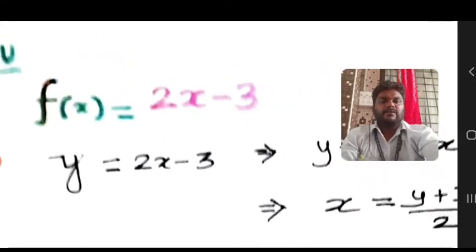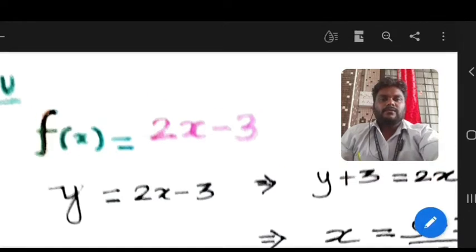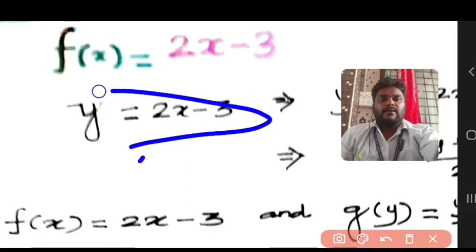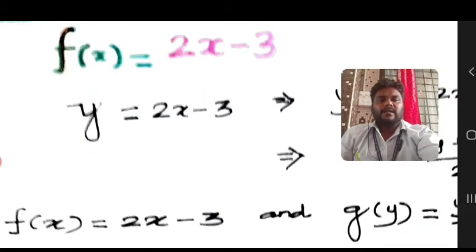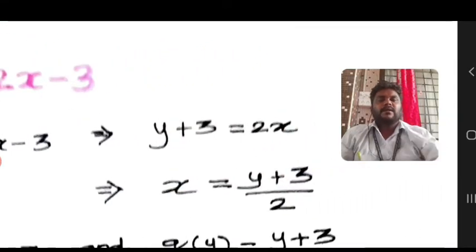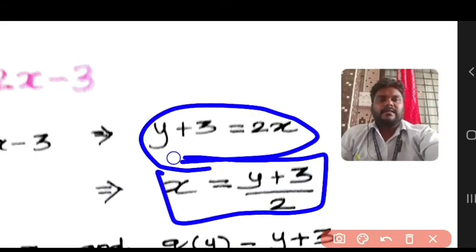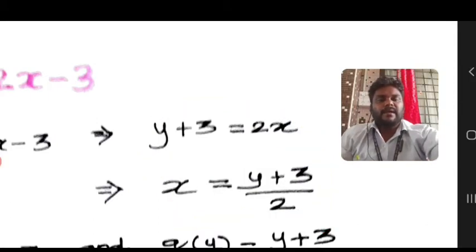Okay, these are the values of x and y. Given f of x equal to 2x minus 3, and we assume that y equal to f of x, therefore we replaced f of x with y. So this is y equal to 2x minus 3. From this equation we are going to find out the x value. So we transpose 3 first to this side, it becomes y plus 3 equal to 2x. Next transpose 2 also, then it becomes x equal to y plus 3 by 2.